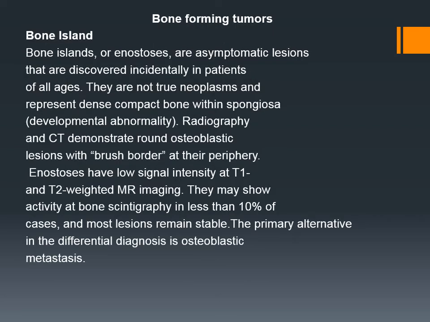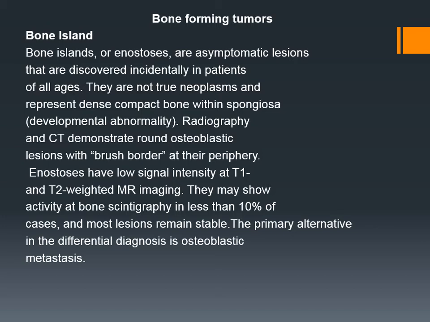We start with bone-forming tumors, bone island. Bone islands or enostosis are asymptomatic lesions that are discovered incidentally in patients of all ages. They are not true neoplasms and represent dense, compact bone within spongiosa. Developmental abnormality. Radiography and CT demonstrate round osteoblastic lesions with a brush border at their periphery.